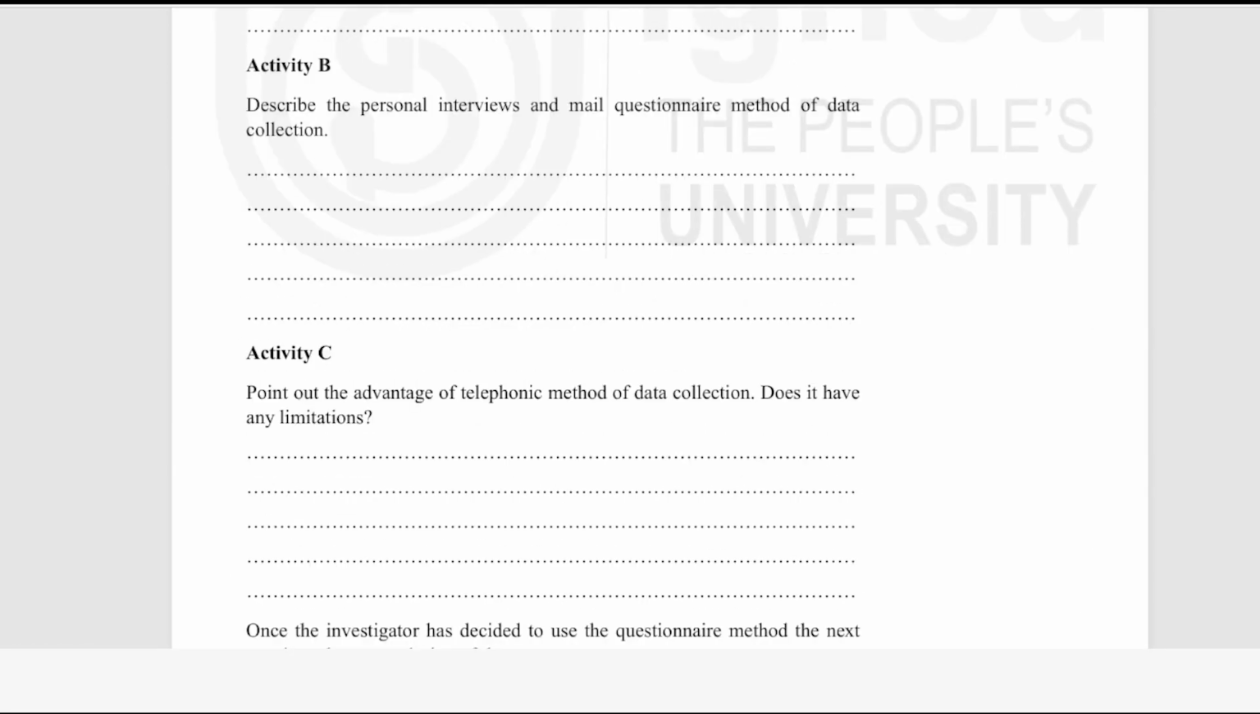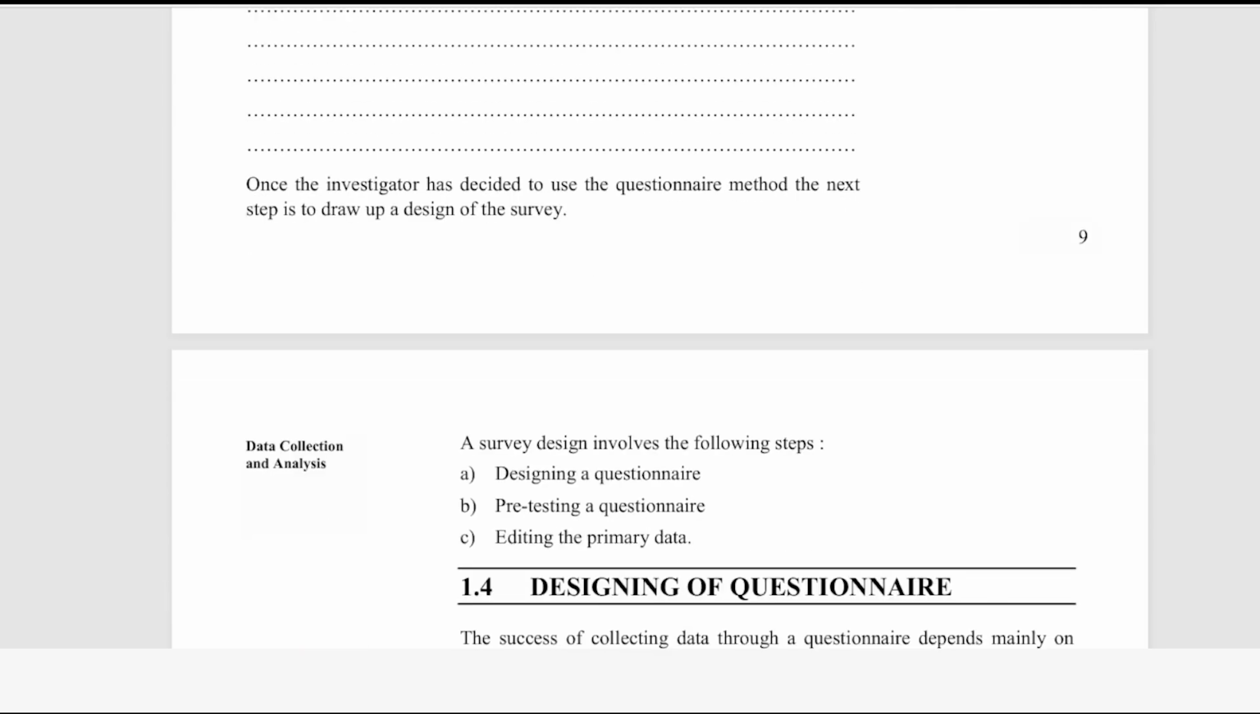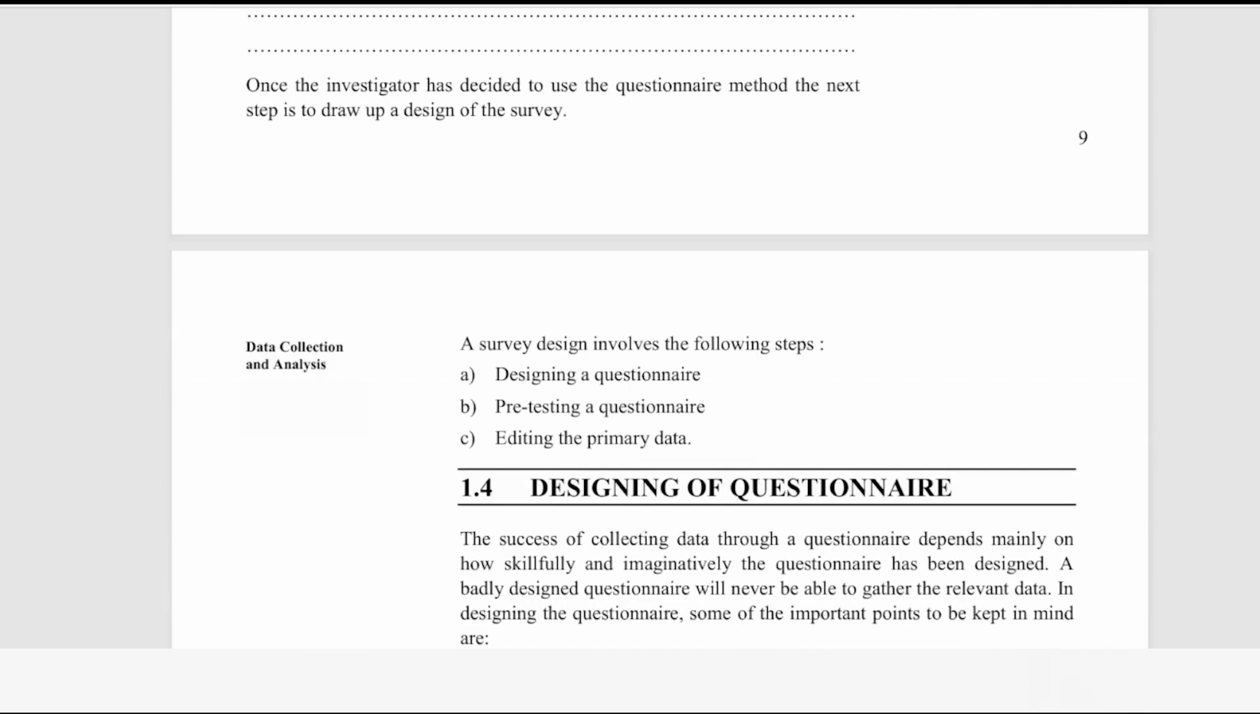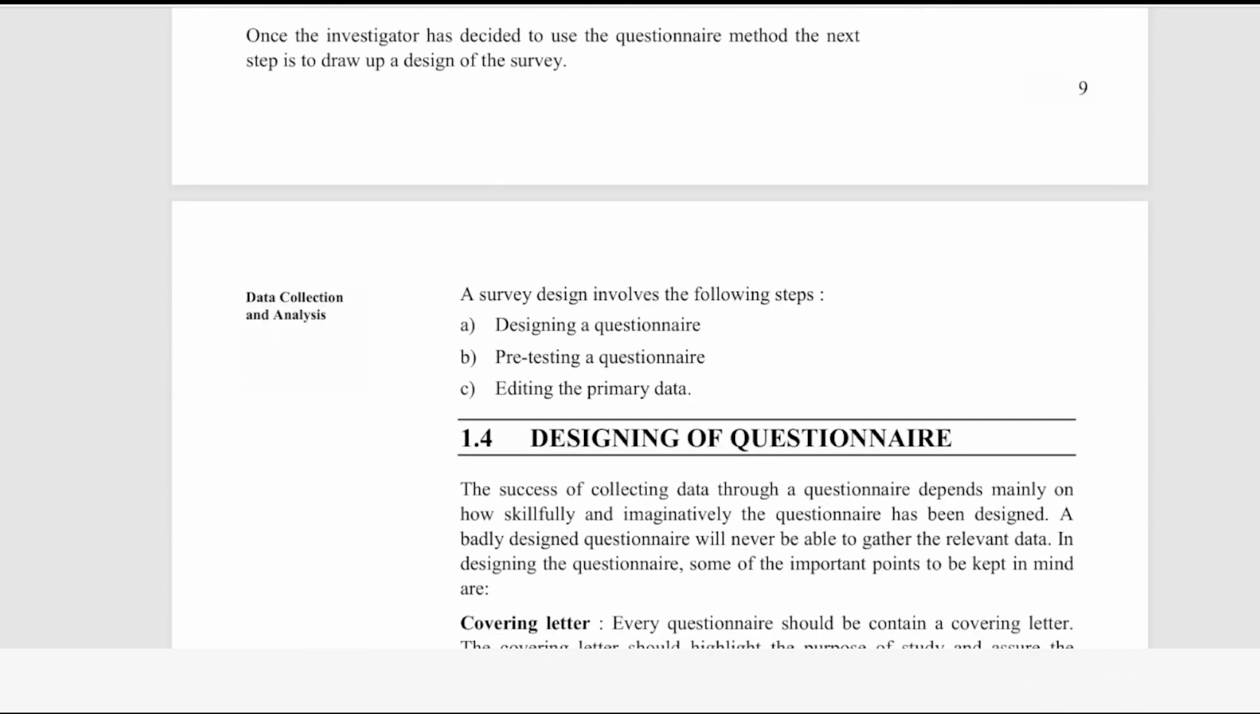So here are activities A, B, C. You just try to do the activity. It will help you for more understanding.